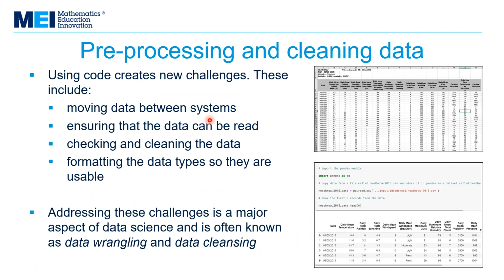Now, moving over to code as a solution does create some new challenges. Getting data from one system into the system where our code can analyze it can be difficult. Moving it in a way so the data can be read, checking that data is correct, cleaning, removing characters, all those sorts of things, and even just formatting if data is stored as a number or a text can be quite tricky. All of this is known as data wrangling, and it's a massive aspect of data scientists' work. There's a lot of research that says for many data scientists this could be 70 to 80% of their work, this pre-processing and cleaning of the data.